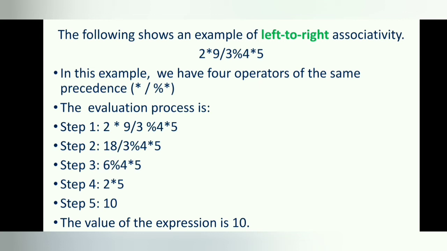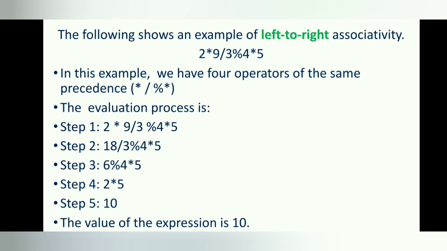In step 2, we will go from left to right. So 2 times 9 is 18. Now the expression is 18 divided by 3 modulo 4 times 5. In step 3, 18 is divided by 3, which is 6. So now the expression is 6 modulo 4 times 5. In step 4, 6 modulo 4 is 2.